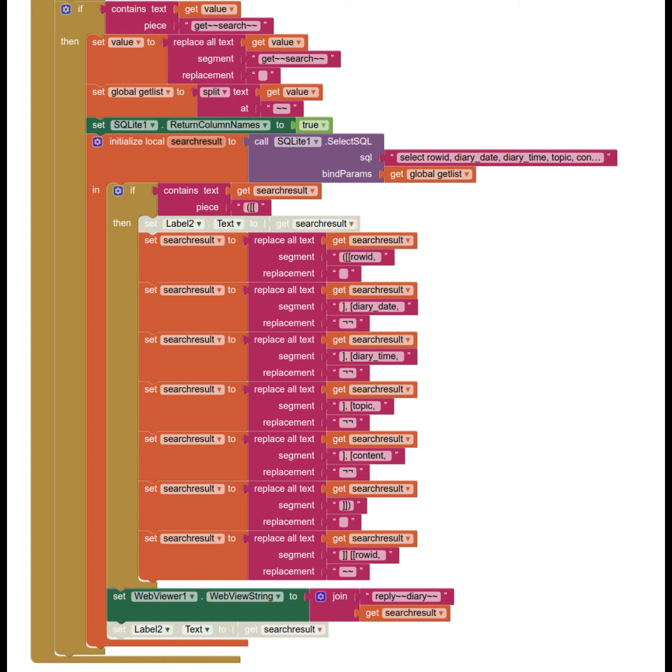The results of the search are processed in exactly the same way as the get diary request, so we could use a function for that code and code it only once. That is all the blocks that we need to create our app using App Inventor. The rest of the code we will write in HTML and JavaScript.